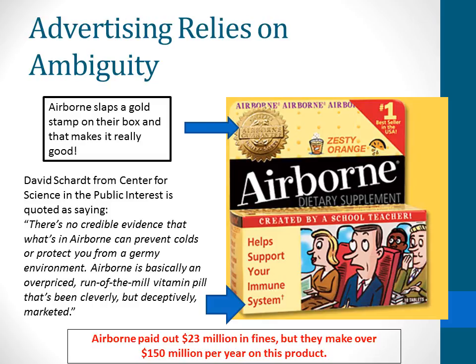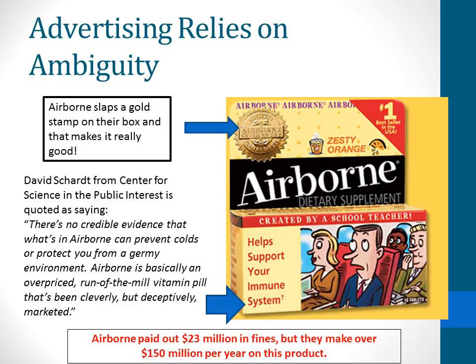So let's look at the box. Now, at the top of the box on the left, you'll see a gold stamp, and it says Airborne Guarantee. Well, that gold stamp automatically tells us it's a good product because when we see a gold medal, we generally think winner. Now, in the middle, you'll see created by a school teacher. And of course, we trust school teachers. We know that they're good people. And more importantly, we know they're around germy little kids all day.